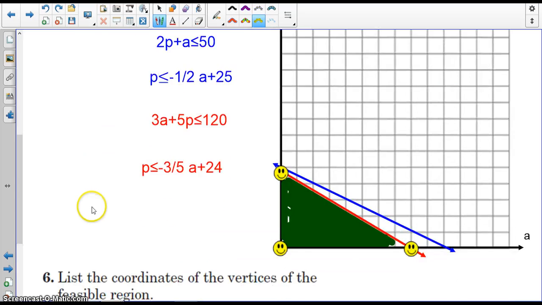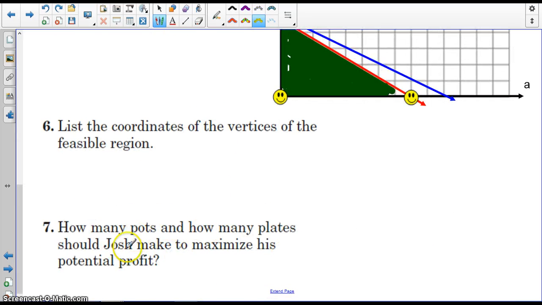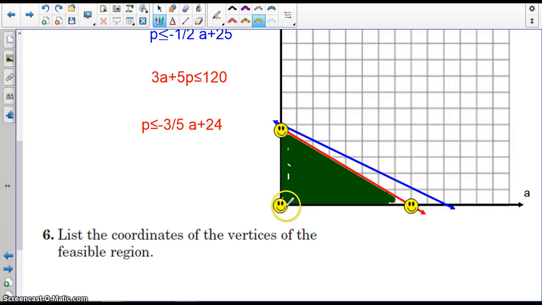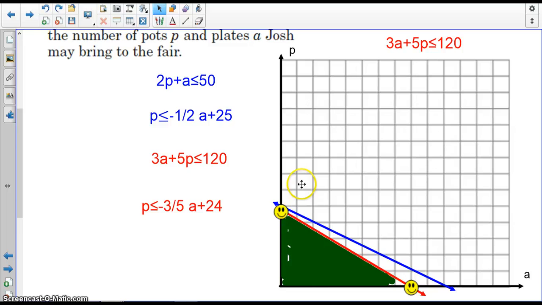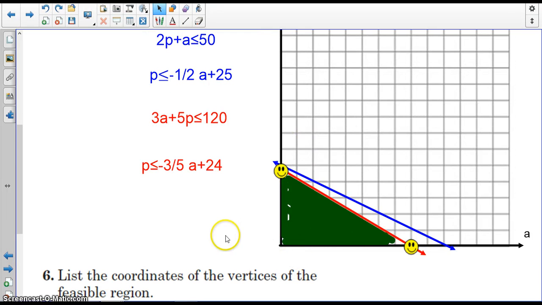Now let's remember, he's trying to maximize profit. So 0, 0 is a nonsense one. Clearly, if he makes no plates and no pots, then he's not going to make any money. So that's ridiculous. So really, let's go ahead and delete that smiley face. Very sad, of course, but it's a nonsense one. You're not going to plug that one in. 0 P's and 0 A's give you 0 profit.